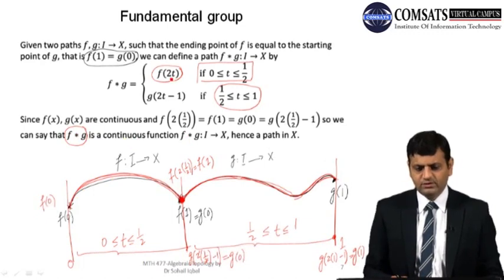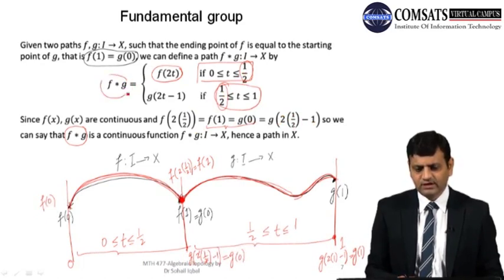Okay, so f is a continuous function, g is a continuous function, and what about the part where these two functions are equal? For example, t is equal to 1 by 2, so f of 2 times 1 by 2 is equal to f of 1, and we know that f of 1 is equal to g of 0, which is equal to g of 2 times 1 by 2 minus 1. So basically at t is equal to 1 by 2, these two functions are equal, so there is no gap between them, so they agree on this intersection.